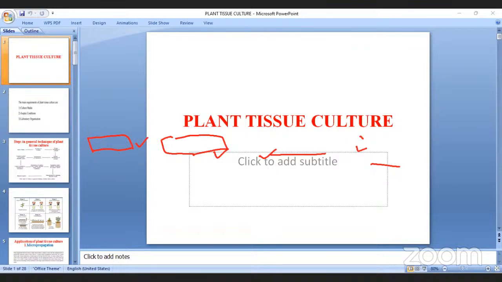Among these, the most important one is protoplast culture. This is very, very important.